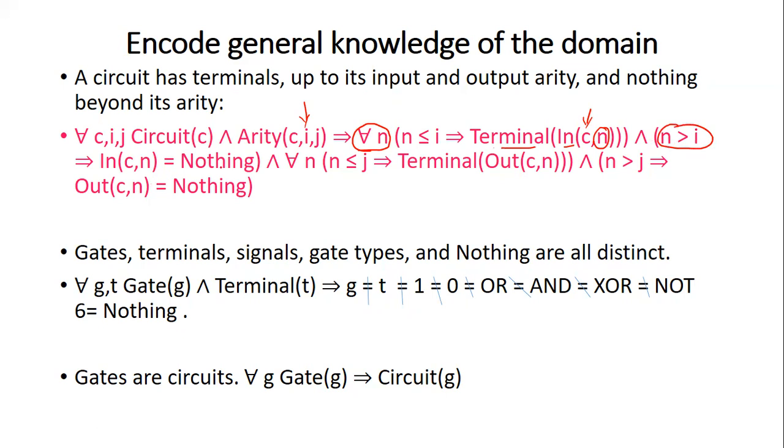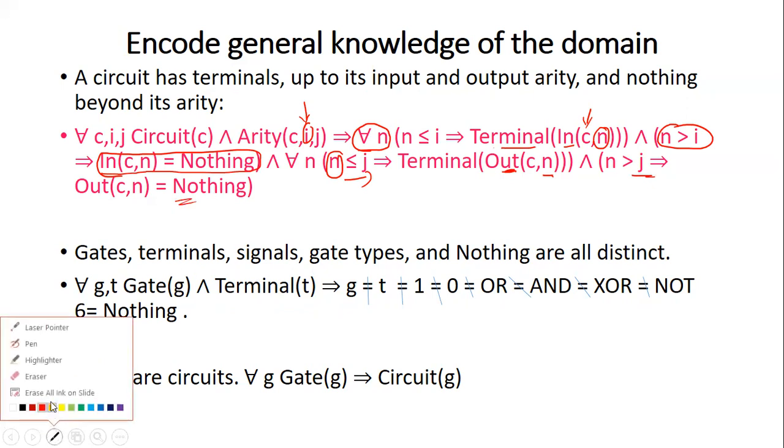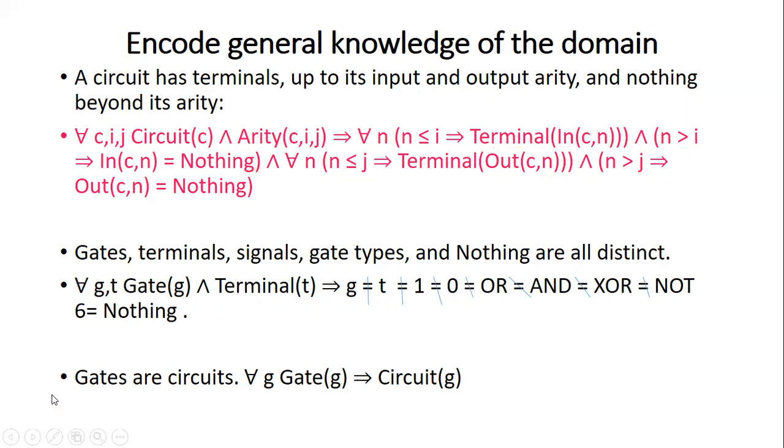For n greater than I, the input of C comma n is nothing. So basically it means that it can have at most this many inputs, not beyond that. Similarly, for all n less than or equal to J, terminal of output. How many outputs can we have? We can have n outputs, but the value of n should be less than or equal to J. For n greater than J, output of C comma n will be nothing, right? So basically this says that the number of inputs and outputs are controlled to a specific extent.